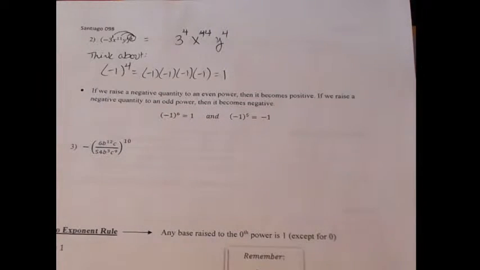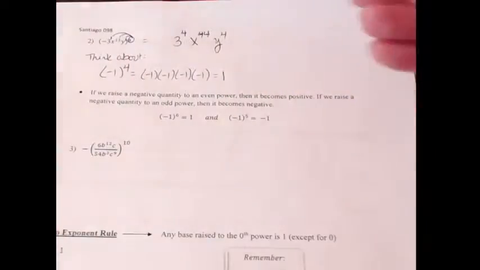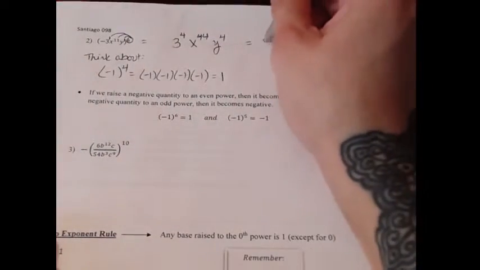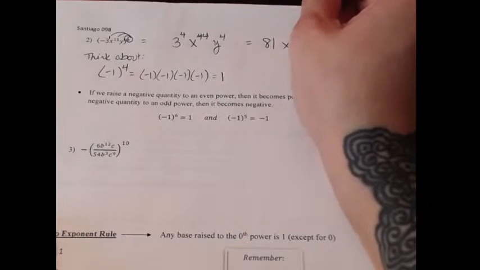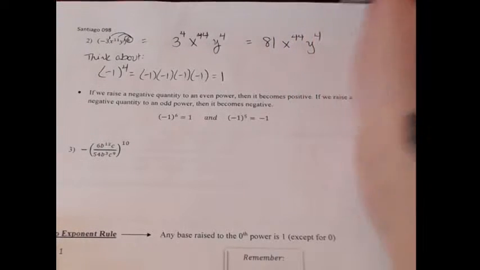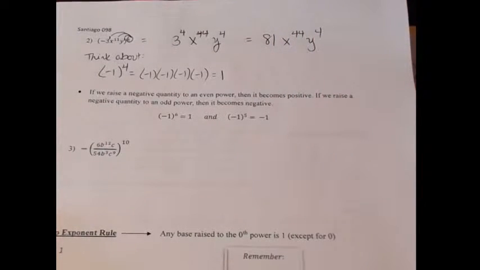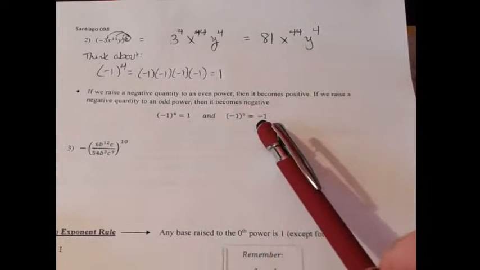Now, we're not totally done. We can still evaluate 3 to the 4th. So if you punched in 3 to the 4th into your calculator, you're going to get 81 x to the 44th y to the 4th power. Okay, so I have that note here.